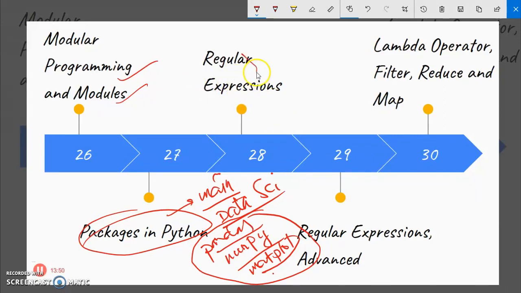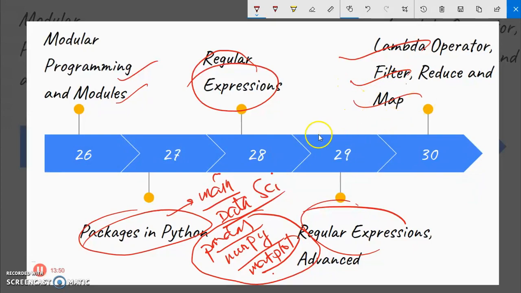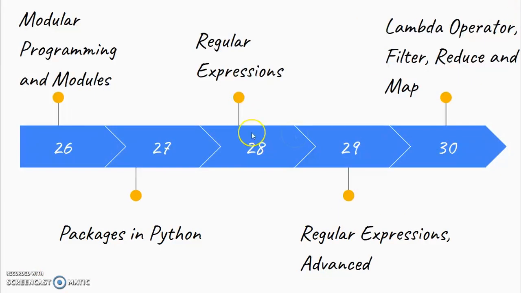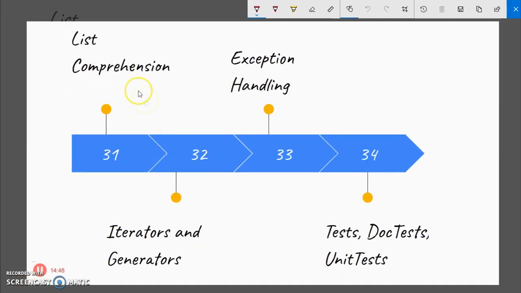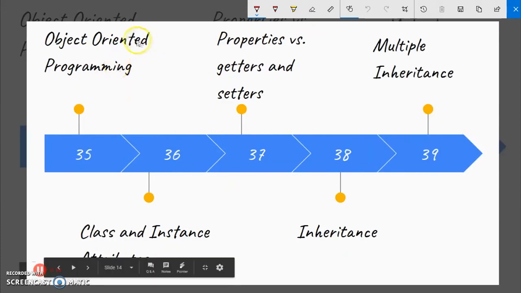Then we'll learn regular expressions, then regular expressions in advance, then we'll learn the lambda operator, filter, reduce, and map, and so on. Now, after all this, we will learn about list comprehension, iterators and generators, and exception handling. After learning all this, we will learn the basic concepts of object oriented programming.